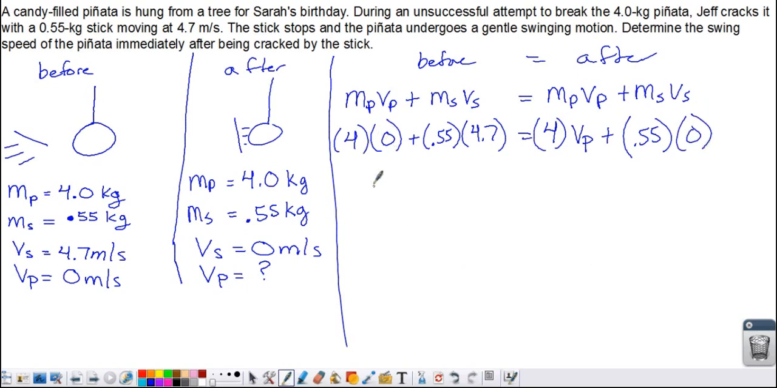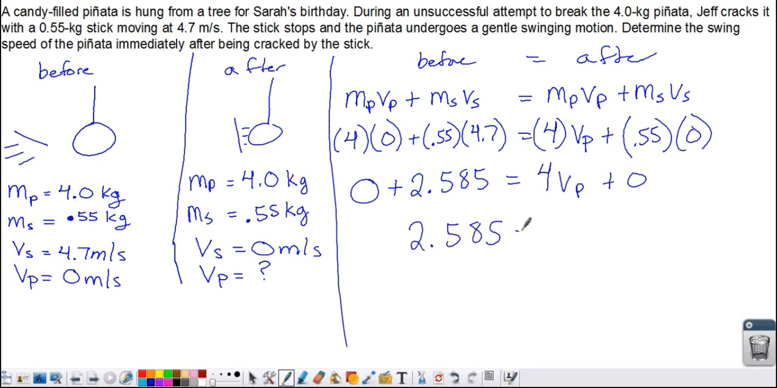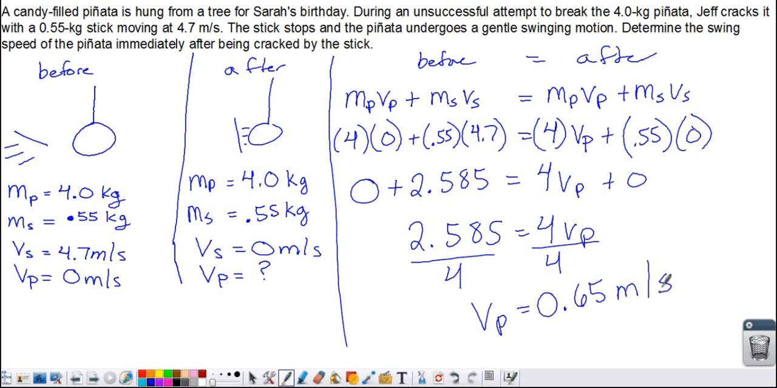Go ahead and solve. This is going to be 0 plus, multiply those together, we get 2,585 is equal to 4 times the velocity of the piñata plus 0. Those zeros are going to drop out, or you can subtract them from both sides, however you want to get rid of them. You get 2,585 is equal to 4 times the velocity of the piñata. Divide both sides by 4, and we find the velocity of the piñata is 65 hundredths meters per second, or 65 centimeters per second.